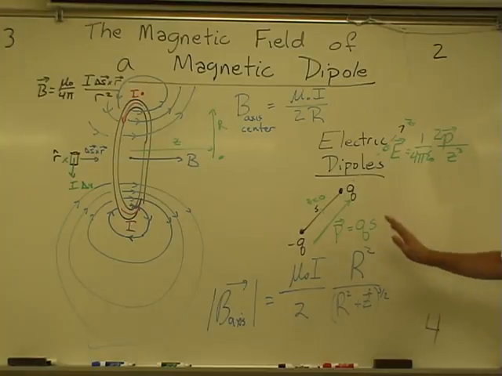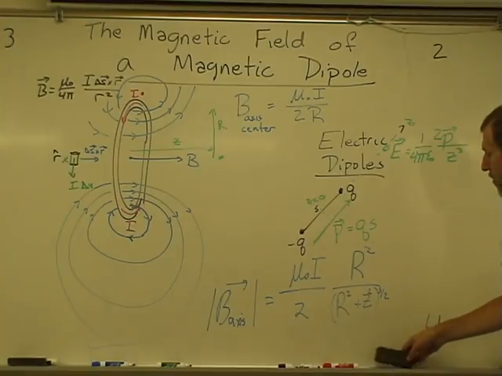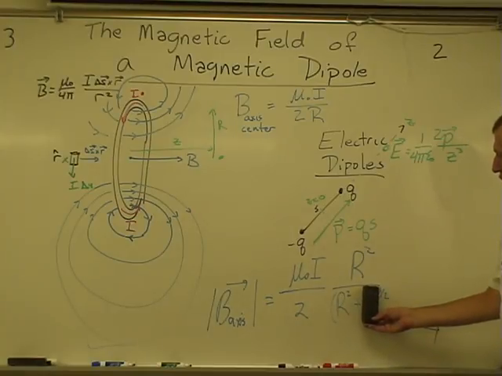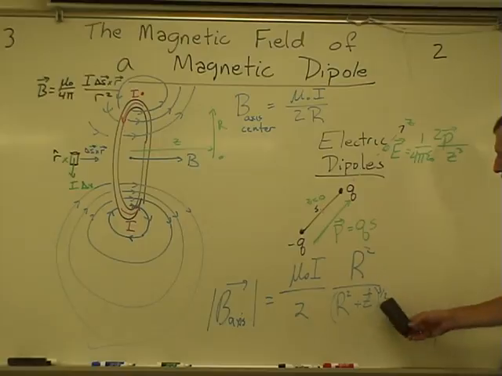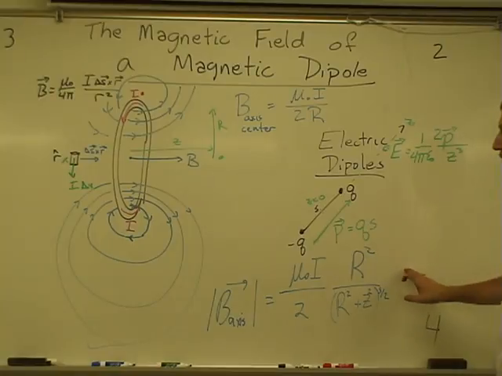Now notice that if I go back to the center, where z is equal to 0, this goes to R squared over R squared to the 3/2. R squared to the 3/2 is R cubed. R squared over R cubed is 1 over R. So we're back to this simplified level. But this is the magnetic field of that point on axis.